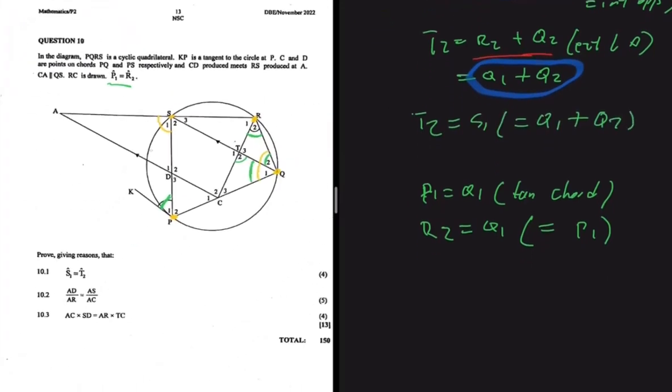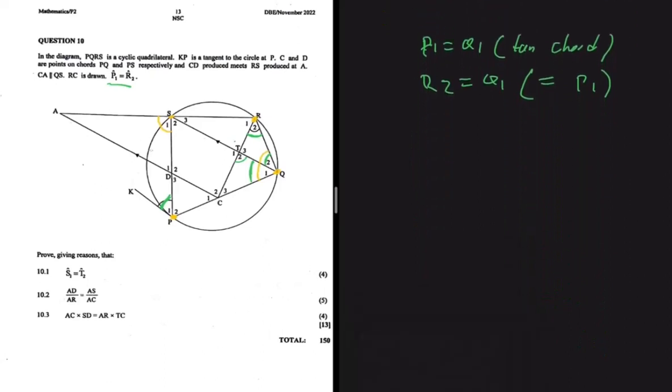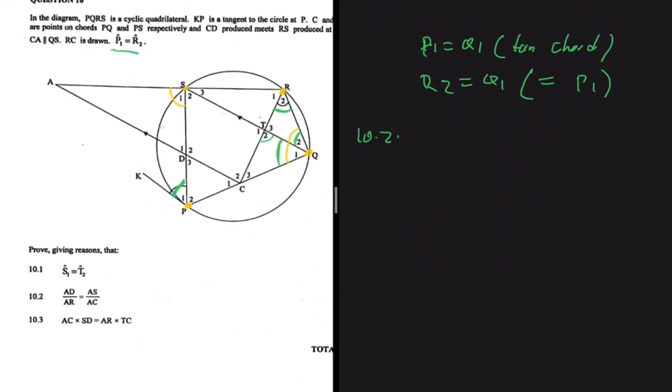And now let's move to 10.2. So we are at 10.2 now. 10.2 is saying let's prove, giving reasons, that AD divided by AR is equal to AS divided by AC. So let's look at those lines and see what's happening, right? Are we going to use parallel lines, or do we have to prove that certain triangles are similar to each other? Let's go to our sketch.